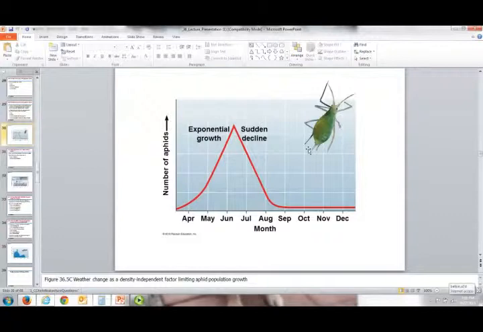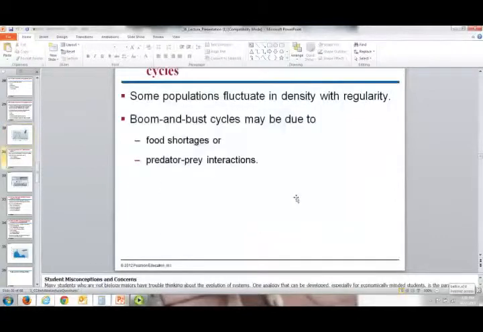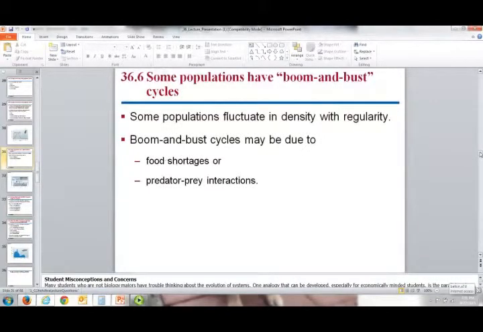So this is showing here with the number of aphids. So they are growing, they peak in the summer, then when things start to decline, you're going to see a very sudden decline in the populations. So some populations are actually going to have cycles where they're going to fluctuate with some regularity. So you would see some boom and bust cycles. These can be due to food shortages or predator-prey interactions.